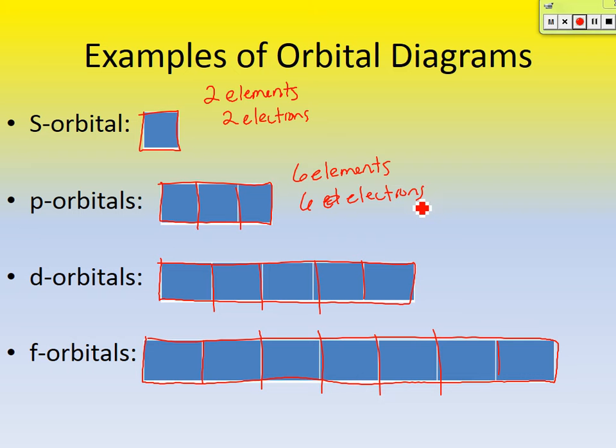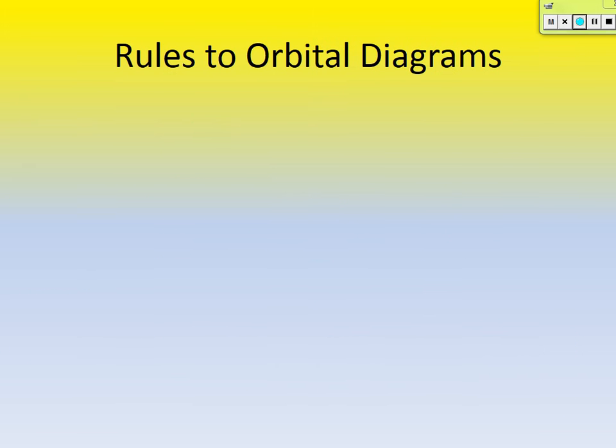And so forth. How many elements are across the D block? There's 10. So if there's 2 electrons in each orbital, that means we need to have 5 boxes. And there's 14 across for the F, so we've got to have 7 boxes. Anyway, that's where those boxes come from.